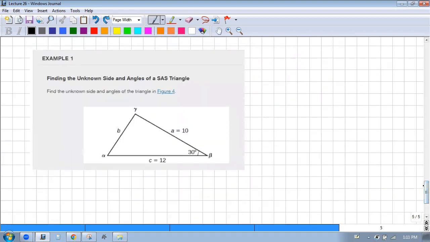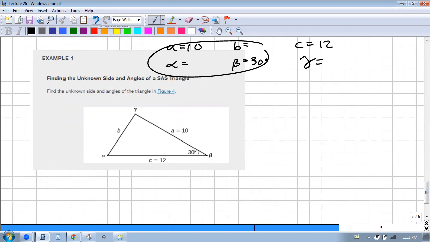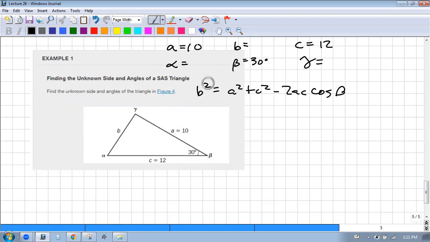So look at this one. What do we have? A is 10. We don't know what alpha is. We don't know what B is. Beta is 30 degrees. C is 12, and we don't know gamma. So if I look at this, I write this down and I'm like, 2 out of 4, I can't use the law of sines. I have to use the law of cosines. So since I know beta, I'm going to try to get B. B squared is A squared plus C squared minus 2AC cosine beta. So I take the square root of both sides. I know A, I know C, and I know beta. Plug those in and you're going to get a number.